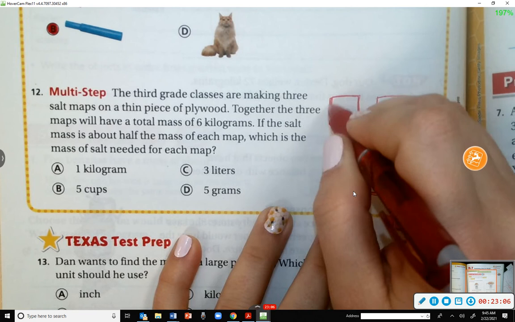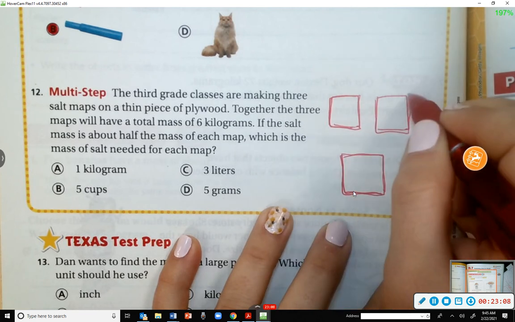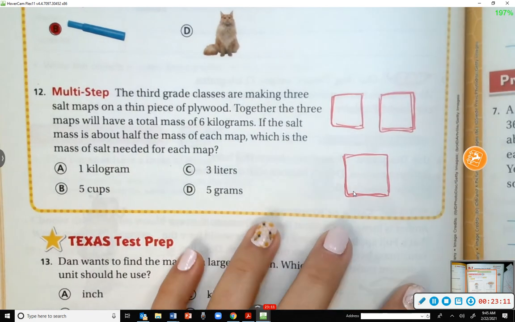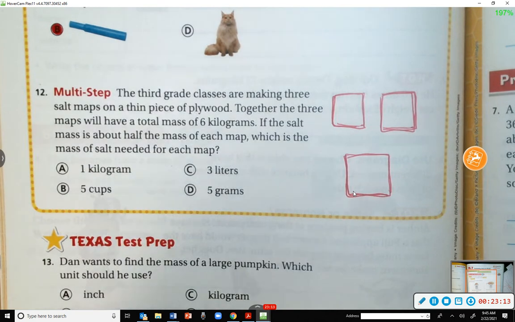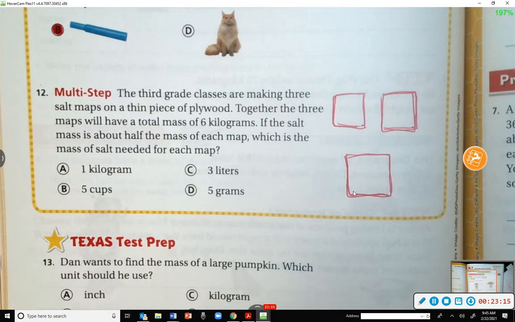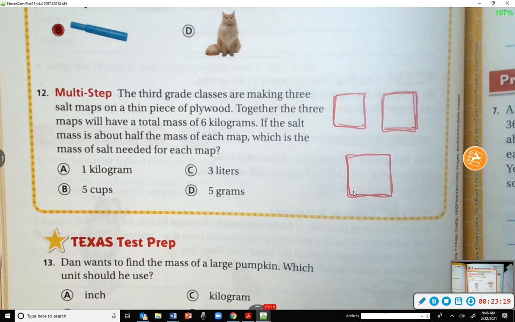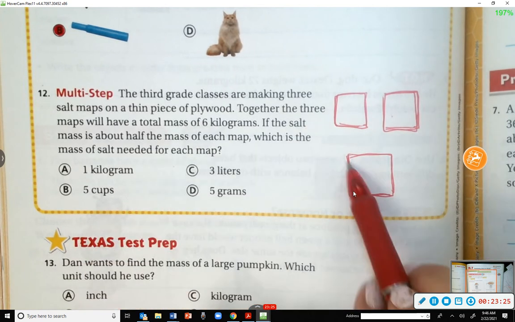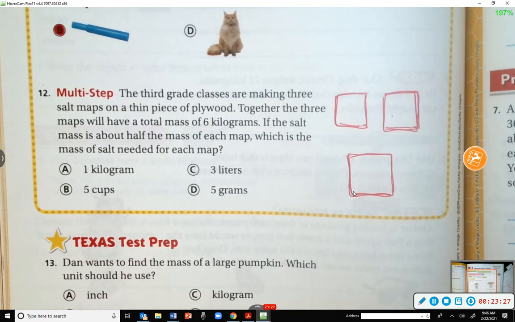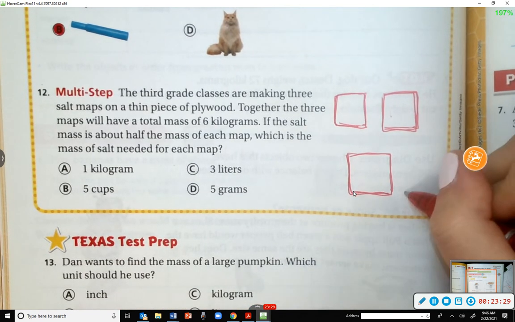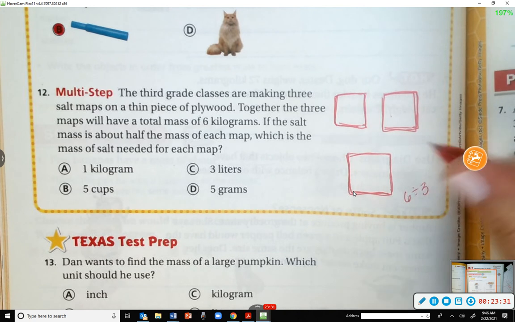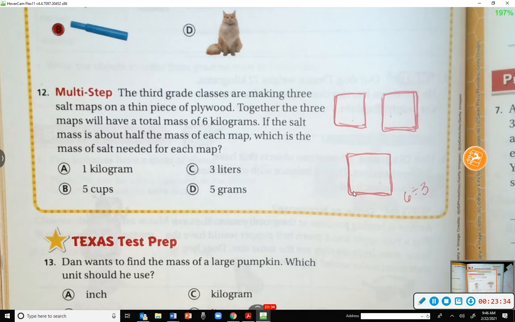Okay? So drawing a picture helps us get started when there's a lot of words and it might be a little confusing. Okay? So let's go to the next sentence. Together, the 3 maps will have a total mass of 6 kilograms. Okay, so that means all 3 of these together equal 6. Okay, well what's 6 divided by 3? Because I have 3 maps.